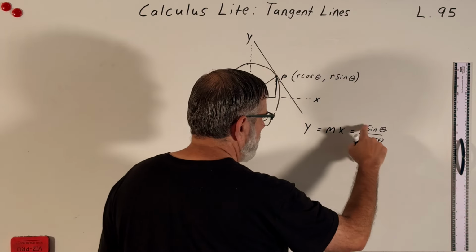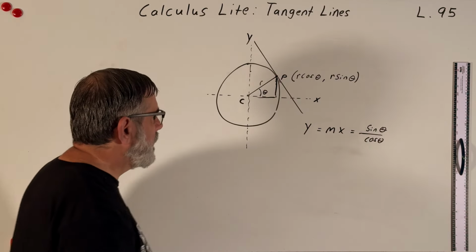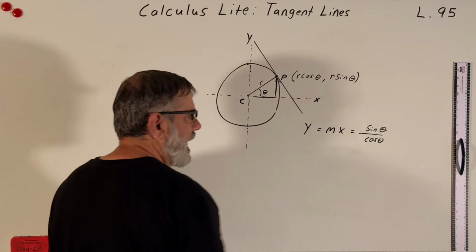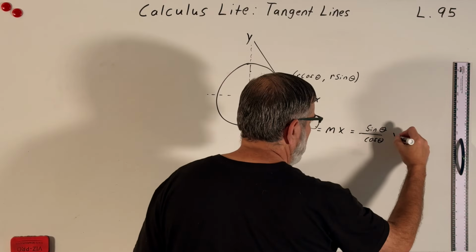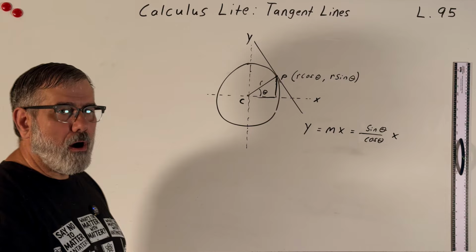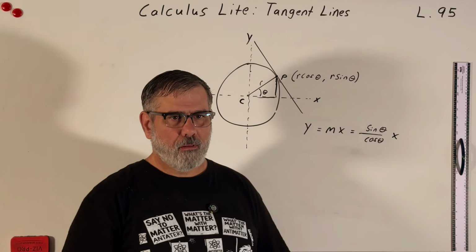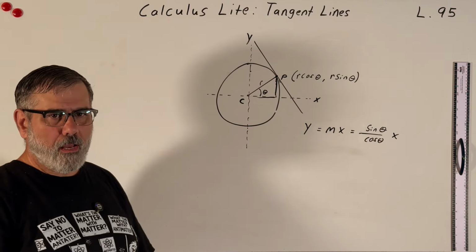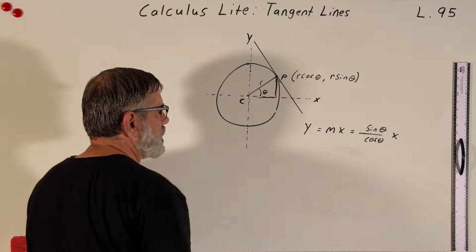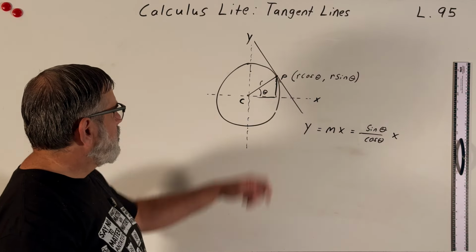The r's cancel, because it's in both the numerator and the denominator. And so our slope is given by the tangent of theta, or sine theta over cosine theta. And the equation of the line is just y equals tangent of theta times x. So that is this radial line, okay? Now, of course, it goes out forever in all directions. Now, what if I want to construct a perpendicular to that line?